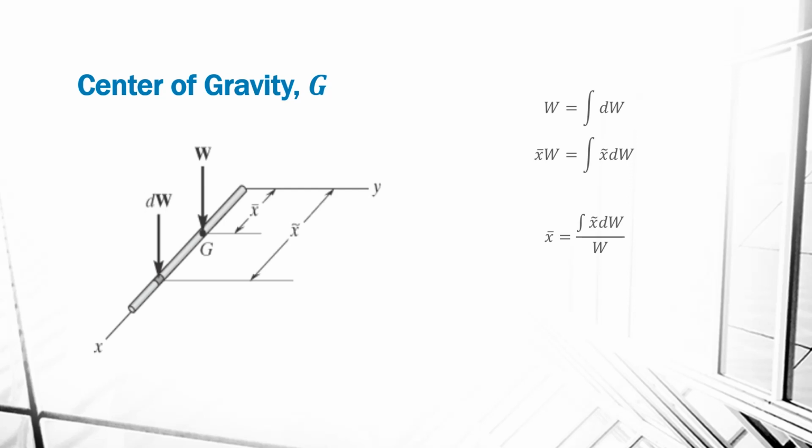Now, we're doing this only in the x direction because we can treat this rod as a one-dimensional object. However, if we were looking at 2- and 3-dimensional bodies, then we would also have a y-coordinate for that center of gravity and a z-coordinate for that center of gravity. Now, notice that the center of gravity G is merely a point. It is a point with coordinates x bar, y bar, and z bar.